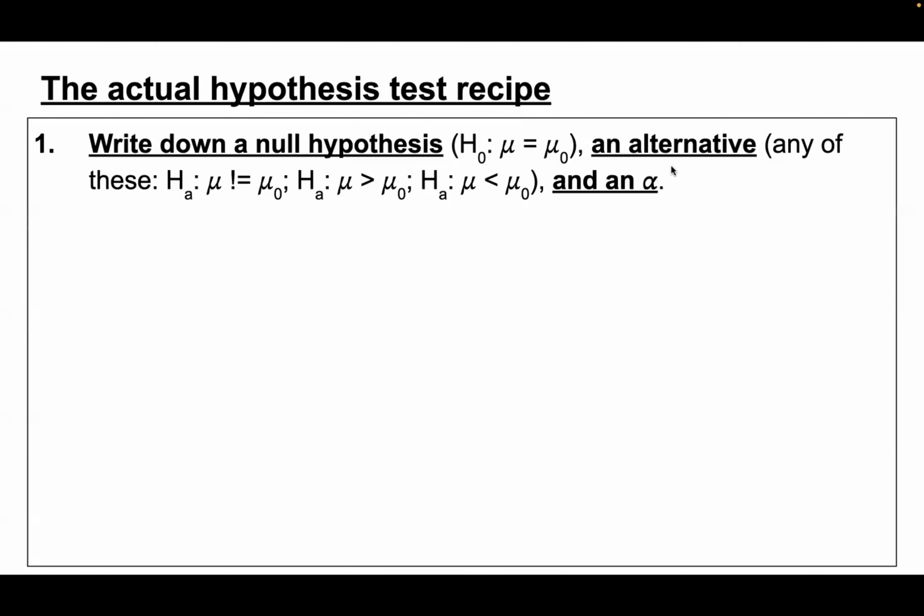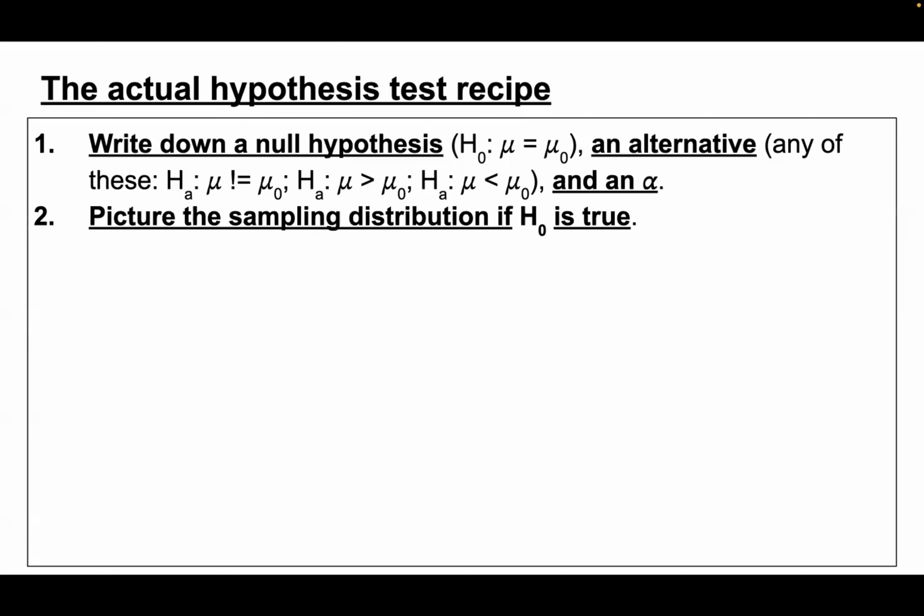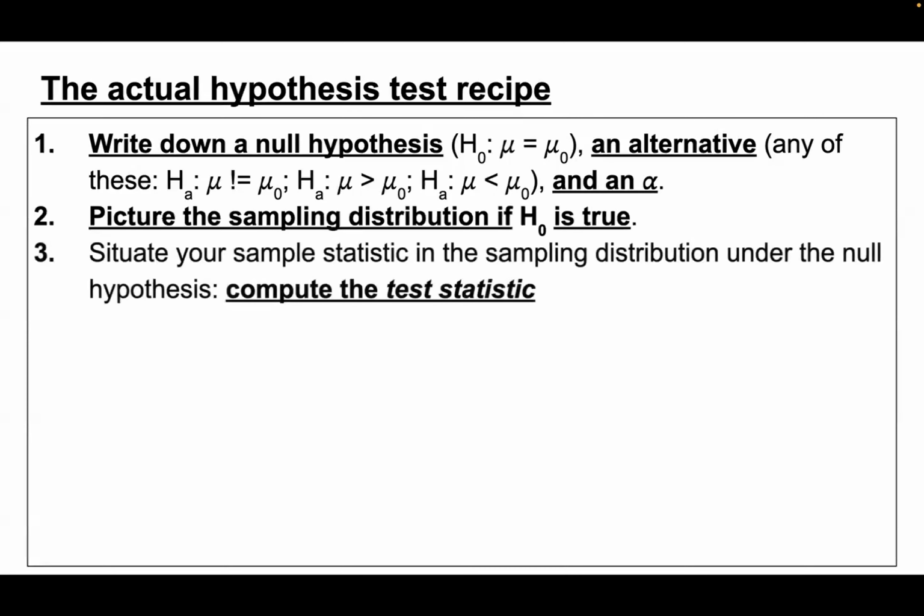Then you need to write down an alternative. Basically, the significance of the alternative is simply that you're specifying the direction or the region of the sampling distribution in which you'll look. It can be any of the following three: that mu is not equal to mu naught, that mu is greater than mu naught, or that mu is less than mu naught. And then you need an alpha, the cutoff probability. Then you picture the sampling distribution if the null is true. So you just draw a normal curve, you center it at mu naught. It's got the standard deviation sigma over root n. Then you can draw the sample statistic in there and then convert that to the standard normal.